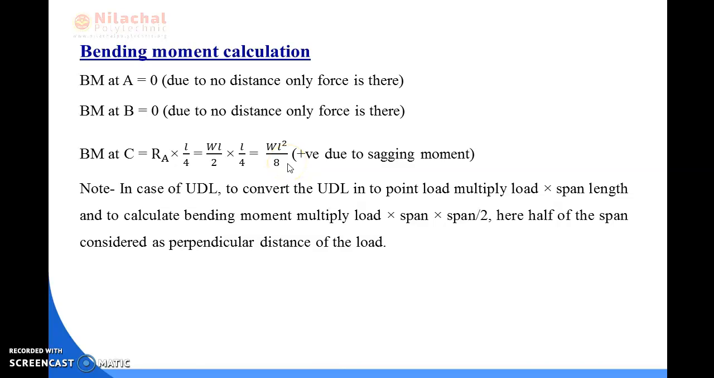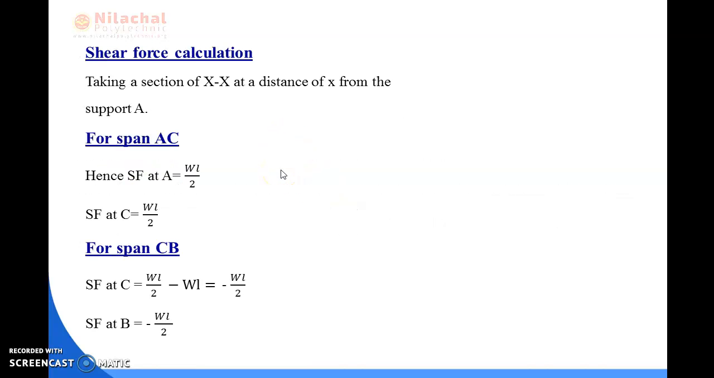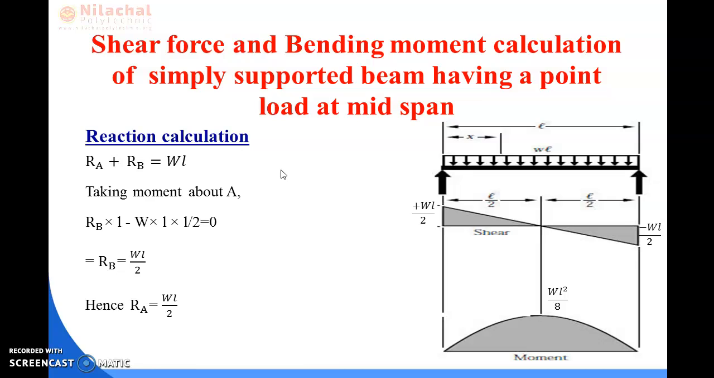And it is positive in nature because it is giving a sagging moment towards the point C. Hence, the bending moment at point C will be WL square by 8. So according to the points, these are the shear force diagram and bending moment diagram. So today this much. Thank you.